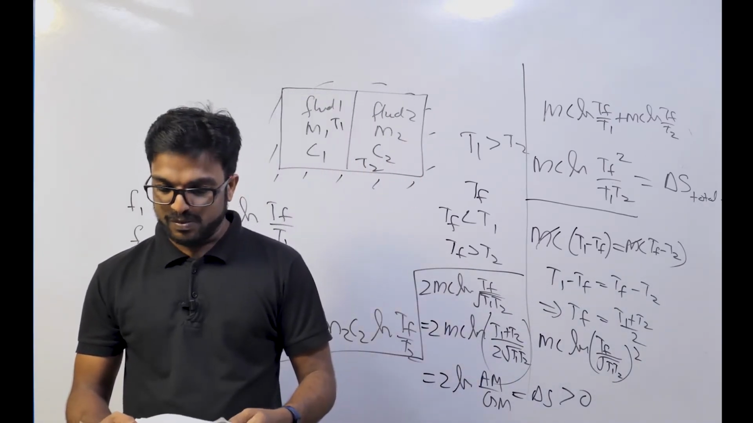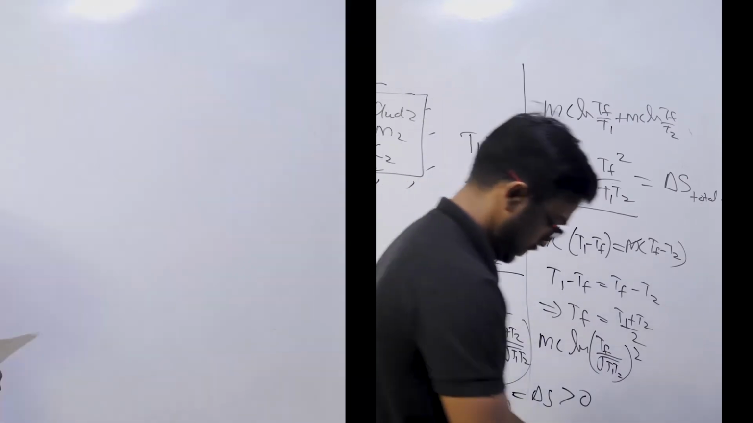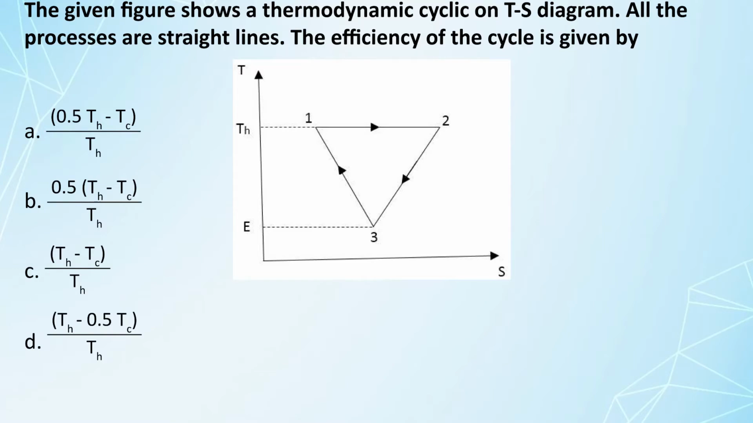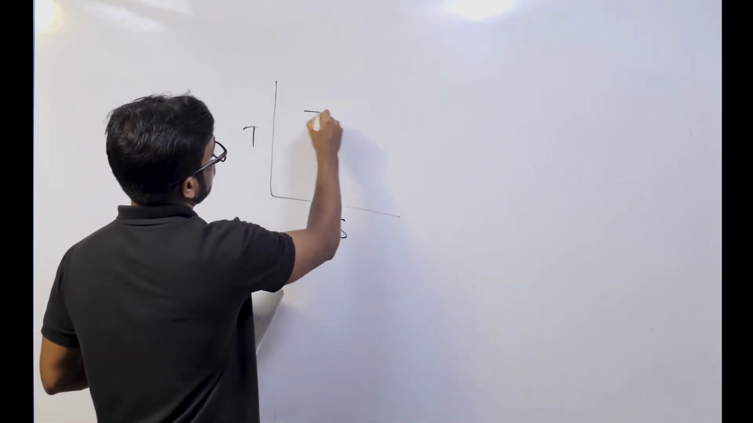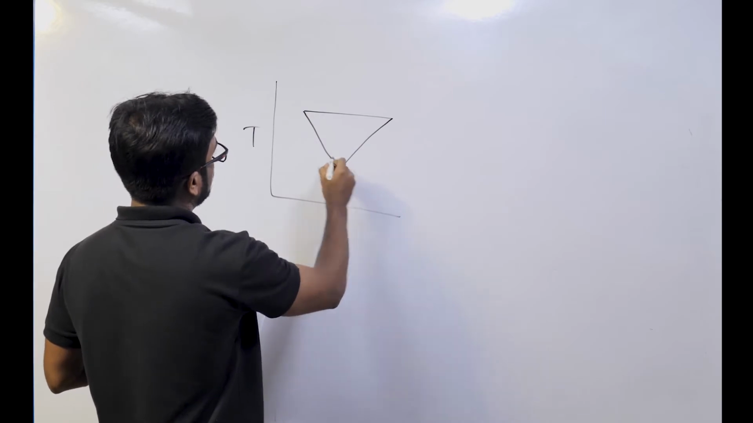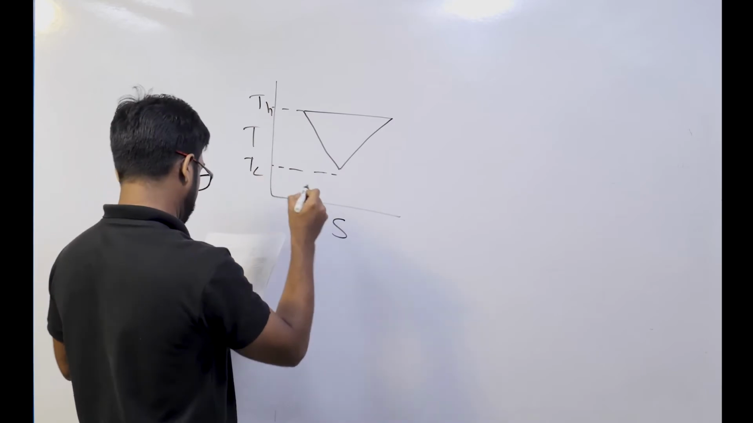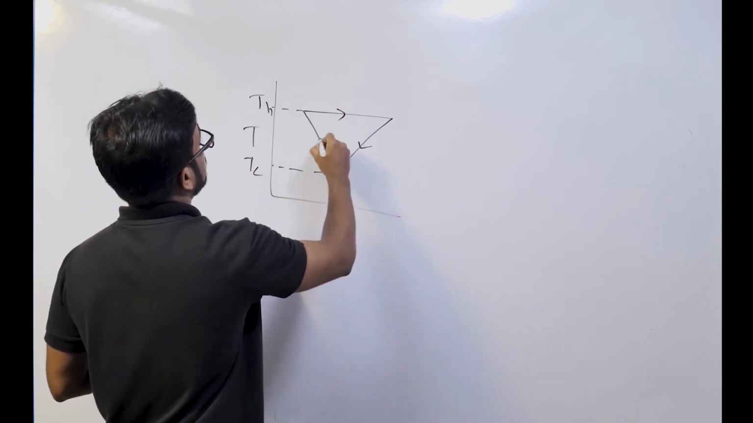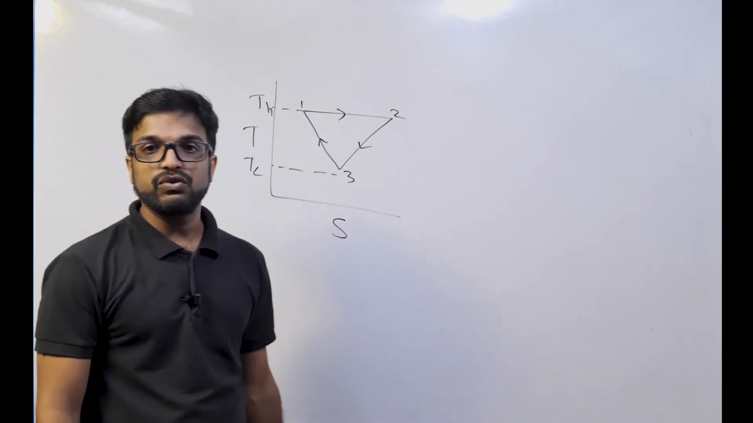Next is a beautiful problem. Alright, look at the question and solve it by yourself. The given figure shows a thermodynamic cycle on a TS diagram, all the processes are straight lines. The efficiency of the cycle is given by. So here we have a cycle on a TS diagram, which is nothing but a triangle. They have given the upper temperature as TH and the lower temperature as TC, and they have given the direction like this, 1, 2, 3. They are telling us to find the efficiency.